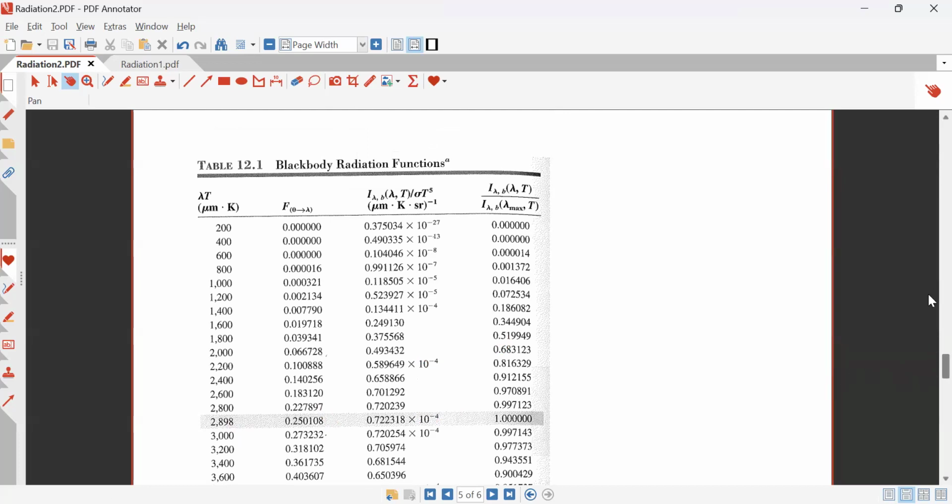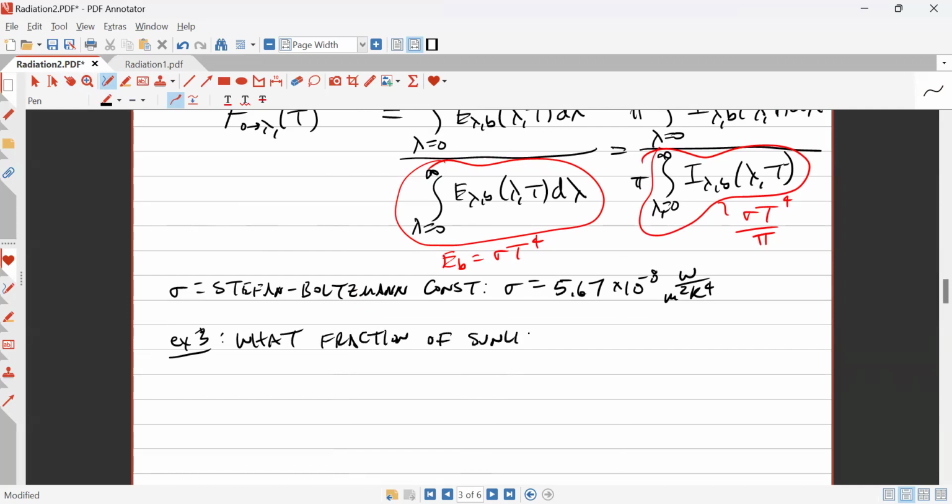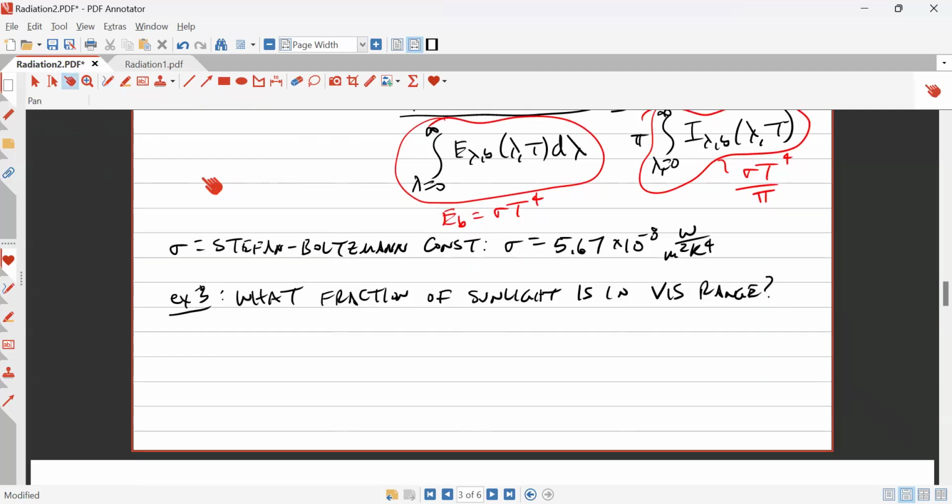as our final example. Example 3. What fraction of sunlight is in the visible range of the spectrum? Well, okay, let's see here.